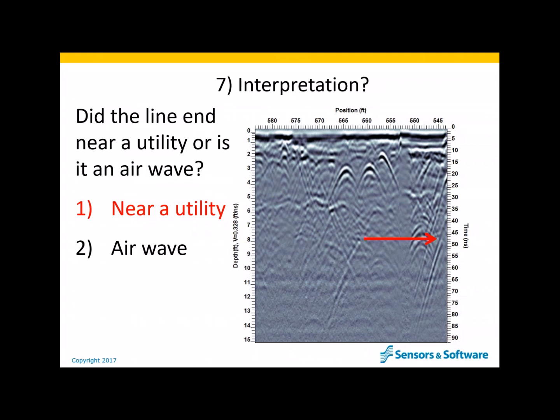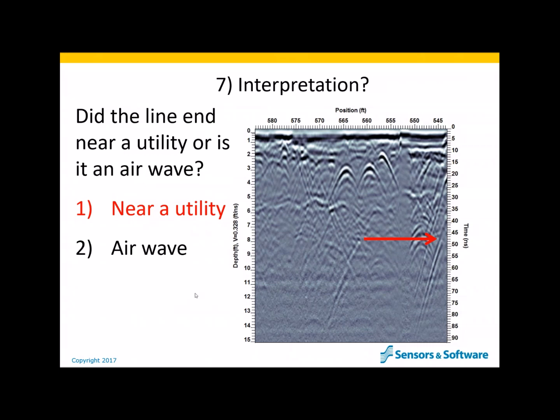We strongly think that the hyperbolas on the left, the hyperbolas that we see up here shallow, the ones that are very strong and well above the noise level, are real objects in the ground. So if these are real objects in the ground, then compare the angle of the tail to this object to the angle of the tail of the questionable hyperbola. The angle is the same. And so if the angle is the same, the velocity is the same. And if you think that this one's in the ground, then this one's in the ground as well. And that makes it a utility.